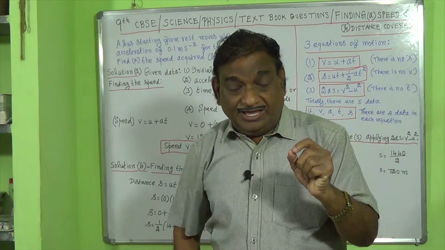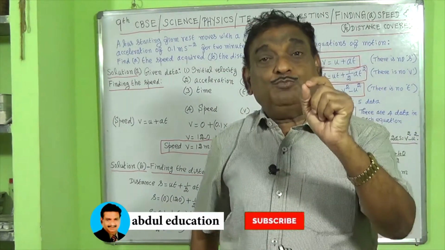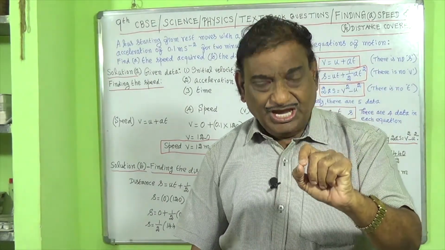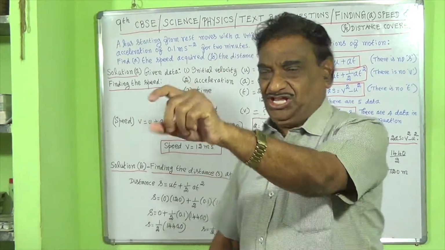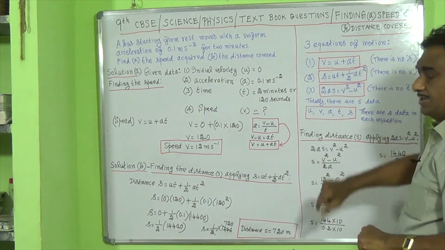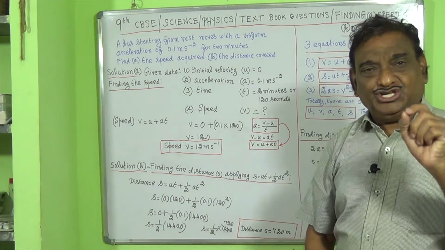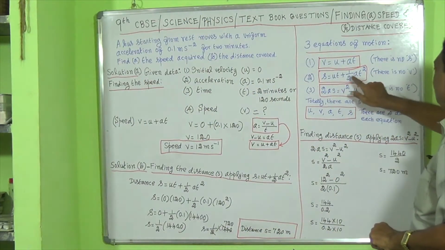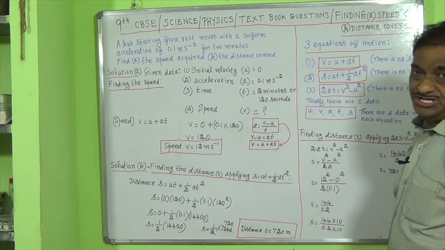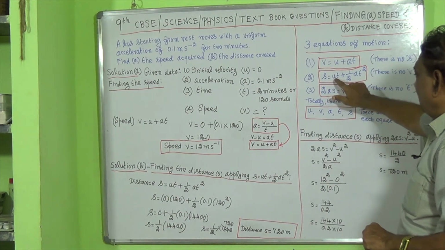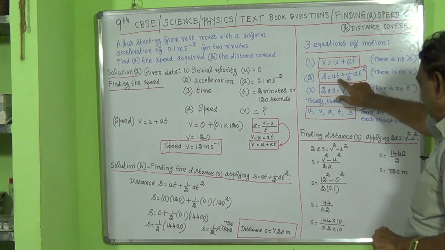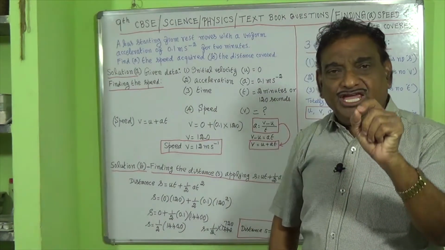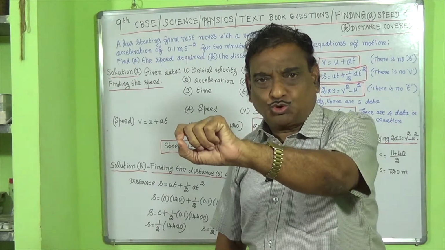We know that there are 3 equations of motion. What is the first equation? The first equation is v equal to u plus at. The second equation is s equal to ut plus half at square. What is this s? This s is the distance. u is the initial velocity, t is the time, a is the acceleration. The third equation is 2as equal to v square minus u square.